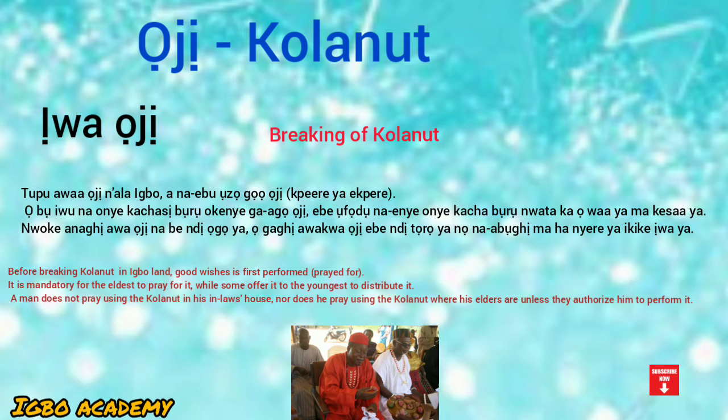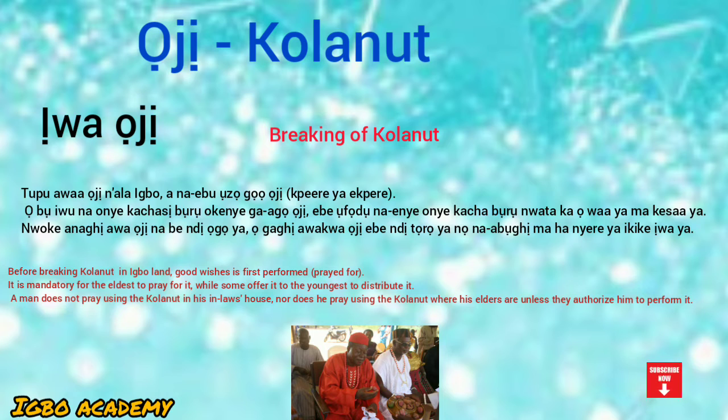Or if you're in a gathering and a kola nut is presented to the gathering, the elders will take the kola nut and pray before breaking it. Then they will call the youngest person there, or any young person there, to take it around and share it to people. When a kola nut is brought, the elder will stand and hold one, and he will tell the youngest person to come and take the kola nut and pass it around to different people, to the elderly people, to different people that are elders.